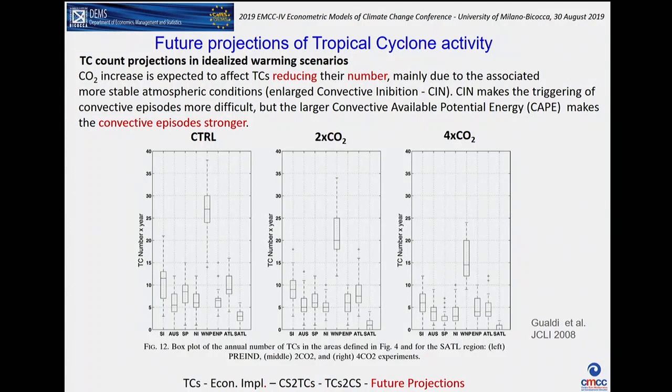But this is not true for the most intense cyclones, because once they are triggered, the surface of the ocean is warmer, the energy available, the fuel, is higher, and then when they start to develop, they can reach higher intensity. So less tropical cyclones are expected, but with an increasing number of super typhoons. So category 4 and category 5 are expected to be more present in the future.